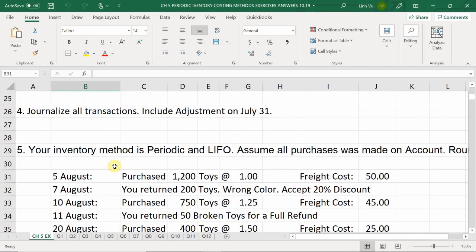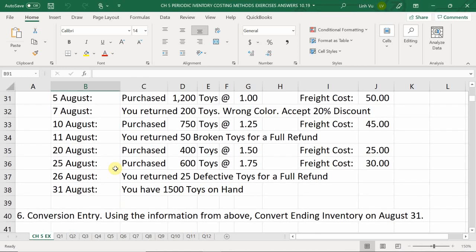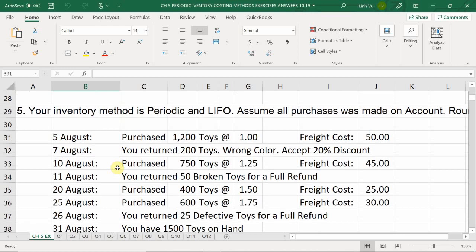So this is completely separate from the previous question. This time your inventory method is periodic, but this time it is LIFO. Assume that all purchases were made on account. Like I've mentioned before, we're not going to be practicing journalizing anymore because it's rinse and repeat. So we're just going to practice filling out the table and then figuring out the calculations from there. So let's take a look.